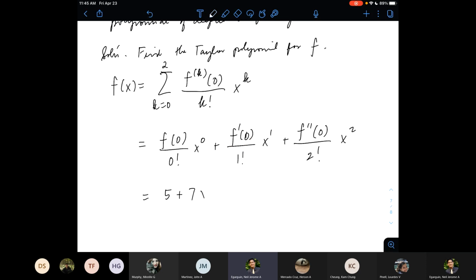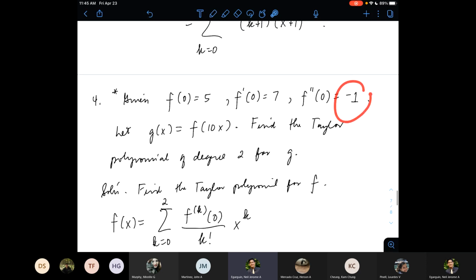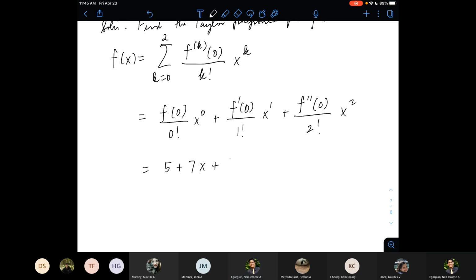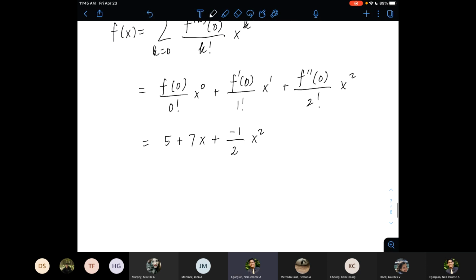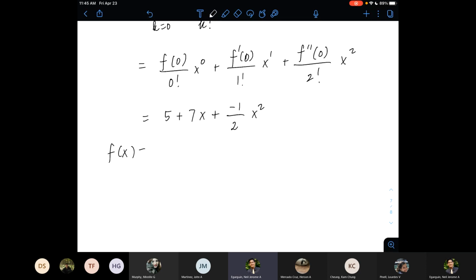So that would be 7 times x plus f double prime evaluated at 0, that's -1, over 2 factorial, which is 2, and quantity x squared. So the function f is equal to 5 plus 7x minus 1/2 x squared, right? So this is the function f. But we're looking for the series expansion or the Taylor polynomial for g of x. But remember, g of x is just f of 10x.